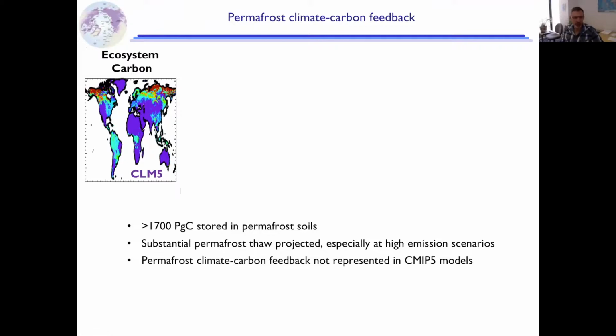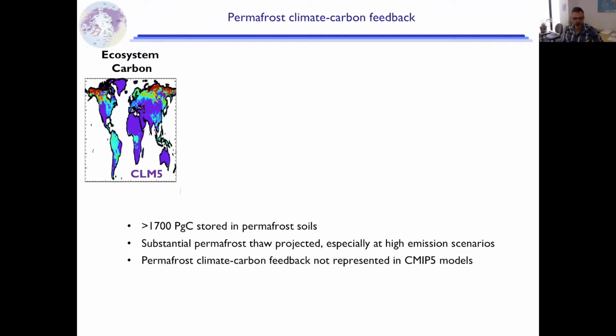What you see is that this is one of the first models that is actually able to capture the permafrost soil carbon stocks that exist at high latitudes. And we know that's a lot of carbon. I'm sure all of you are aware of this. It's more than 1,700 petagrams of carbon stored in those soils, and if you want to equate that to what's in the atmosphere, that's more than twice as much carbon as is in the atmosphere currently.